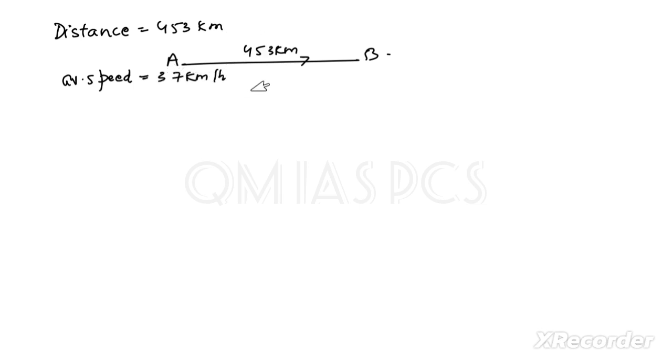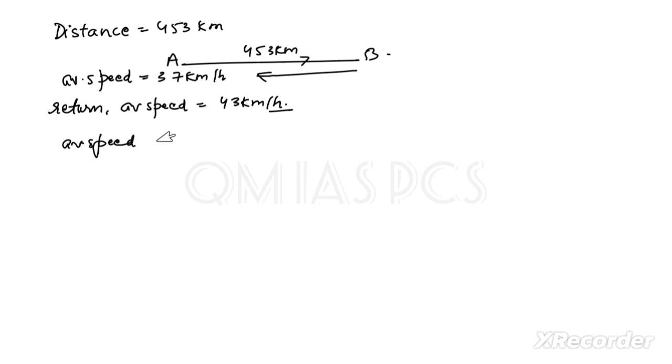But when we are returning along this path, the average speed for returning was 43 kilometers per hour. Fine. So if it is asked what is the average speed of the whole, complete journey, what will be the answer?